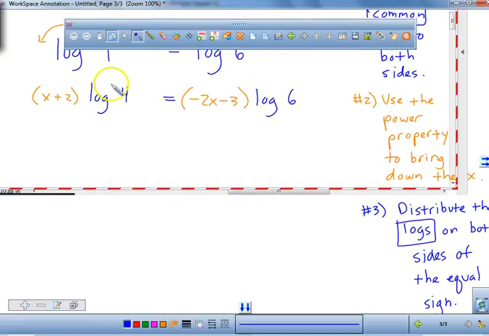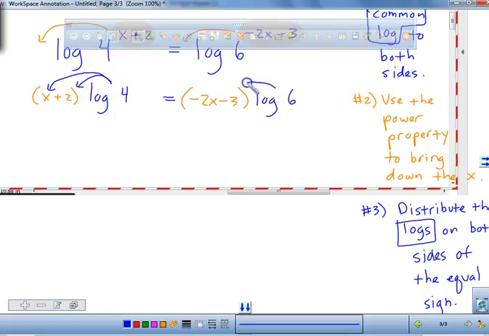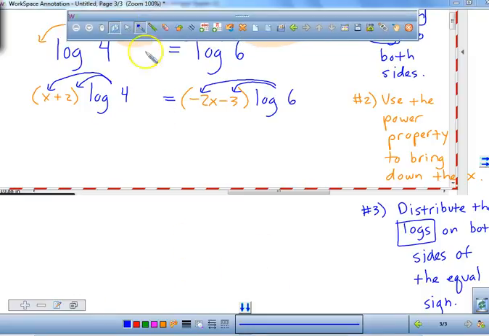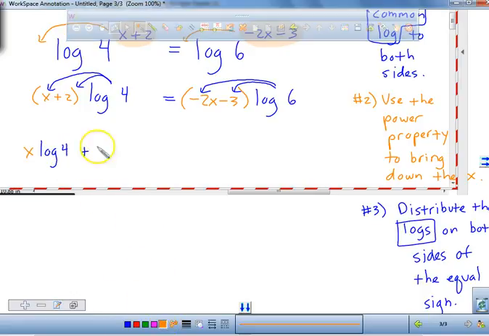So what I'm going to do is take this log of 4, that common log, and multiply it to the 2 and to the x. I'm going to take this common log of 6 and multiply it to the negative 3 and to the negative 2x. Now when you do that, here's what's going to happen. This has an x, so you lead out with the x, and right behind it you write the log of 4. Then lead out with the 2, and right behind it you also write the log of 4. So notice, the 2 and the x go right here up front.